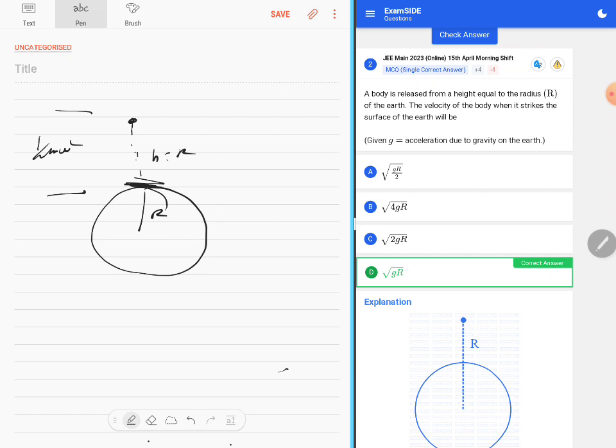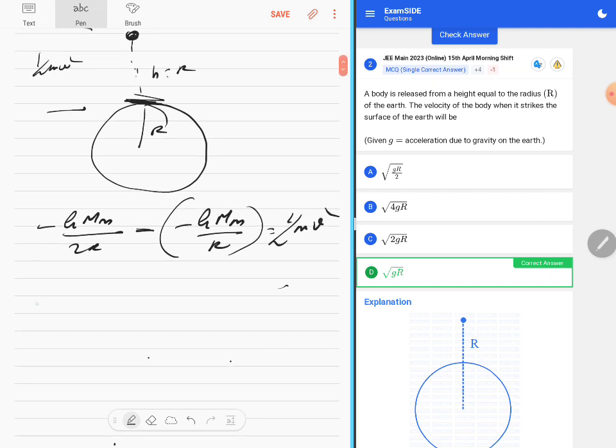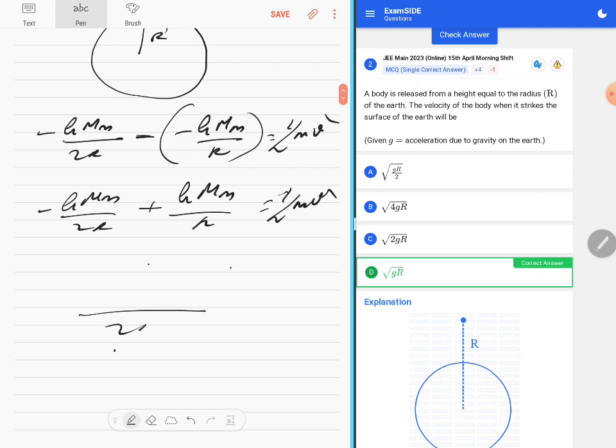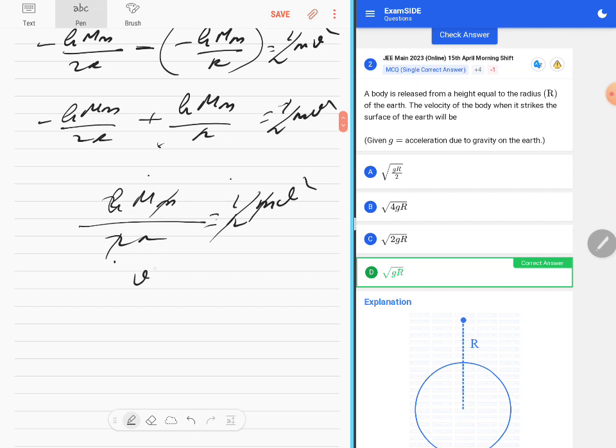This is the gravitation lesson, where the potential energy at a height h is minus GMm by the distance from the center, which is 2R, minus the potential on the surface of the earth, minus GMm by R, is equal to half mv square. So this will become minus GMm by 2R plus GMm by R is equal to half mv square. So when you take LCM, it's 2R, and so it will become into 2. So GMm by 2R is equal to half mv square. So m and m get cancelled. So 2 and 2 also get cancelled. V square is equal to GM by capital R. V is equal to root of GM by R.